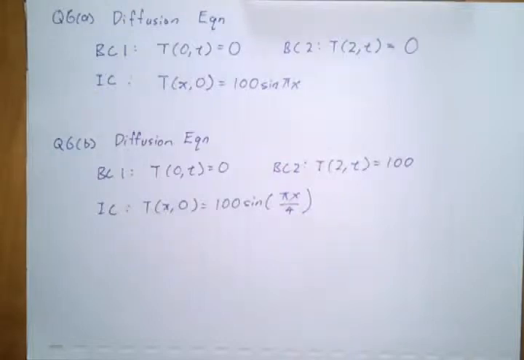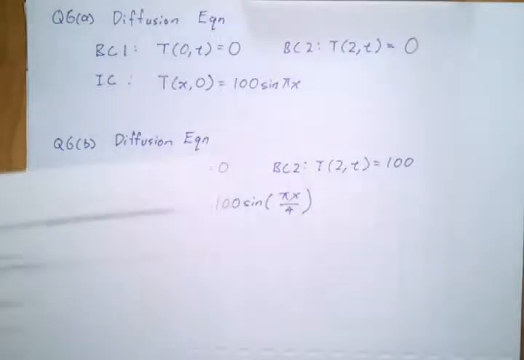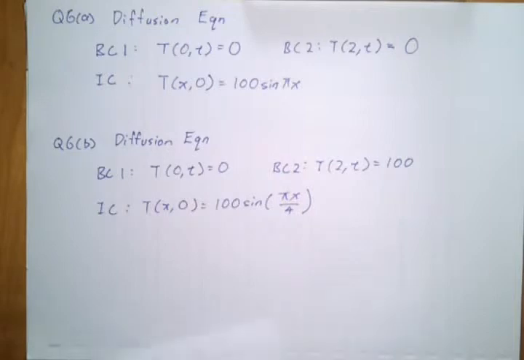Okay, let's move on to question 6. So question 6 is also a diffusion equation question, right? So question 6 looks like this. Okay, and again, I've summarized the question for you, right? So essentially, two parts, 6a and 6b. Both are diffusion equations.